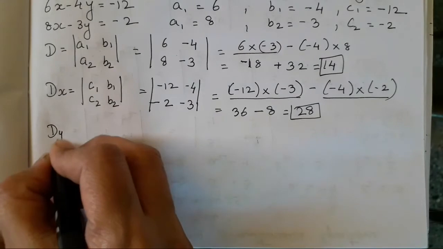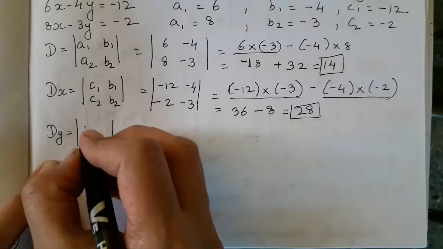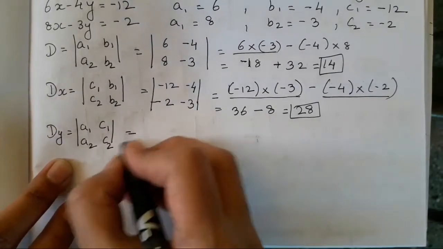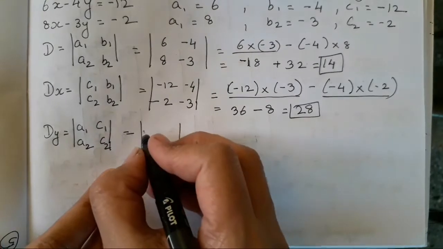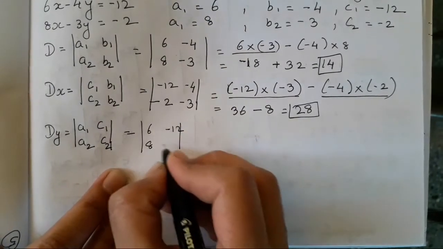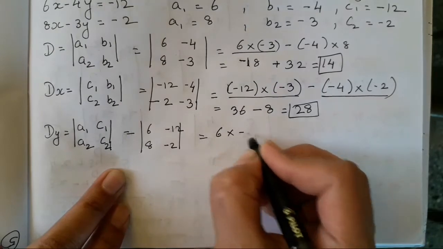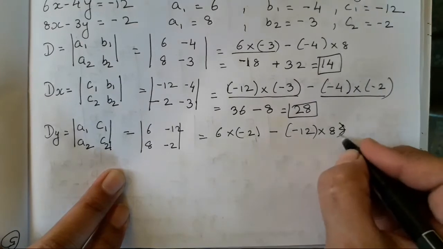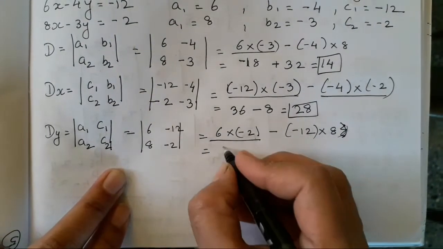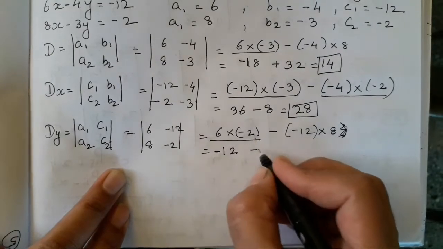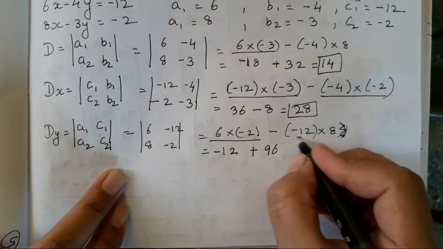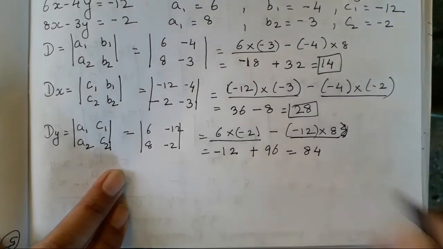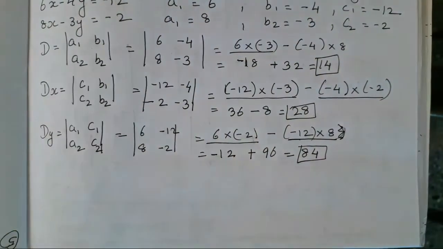Now for dy, it looks lengthy children, but it's very easy. a1 c1 a2 c2. Substitute its value, 6 minus 12, 8 minus 2. So 6 into minus 2 minus 12 into 8. Bracket over here, no need to. 6 2s are 12, minus 12. Minus and minus will change to plus. Multiply these two numbers, 96. Plus and minus minus, 84. Sign of the bigger number. You have got your dy.